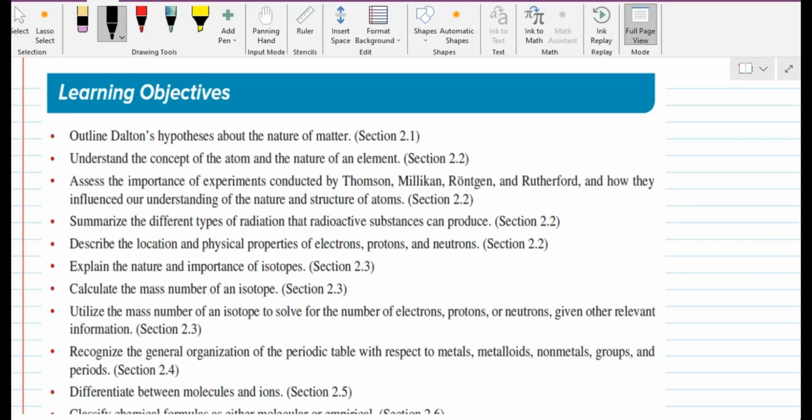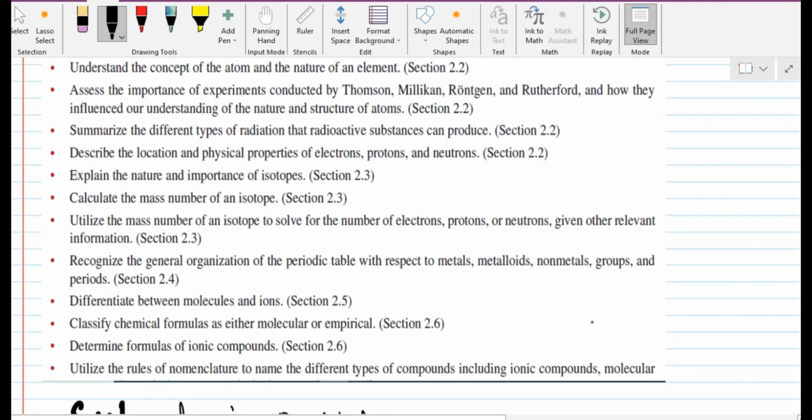So today again I'm going to discuss the next points from your learning objectives from the AP Chemistry book. I'm focusing on 2.3. We already discussed the calculation of mass number in isotopes and all the other relevant information related to isotopes. In this video I will try to cover the rest of the parts of these learning objectives.